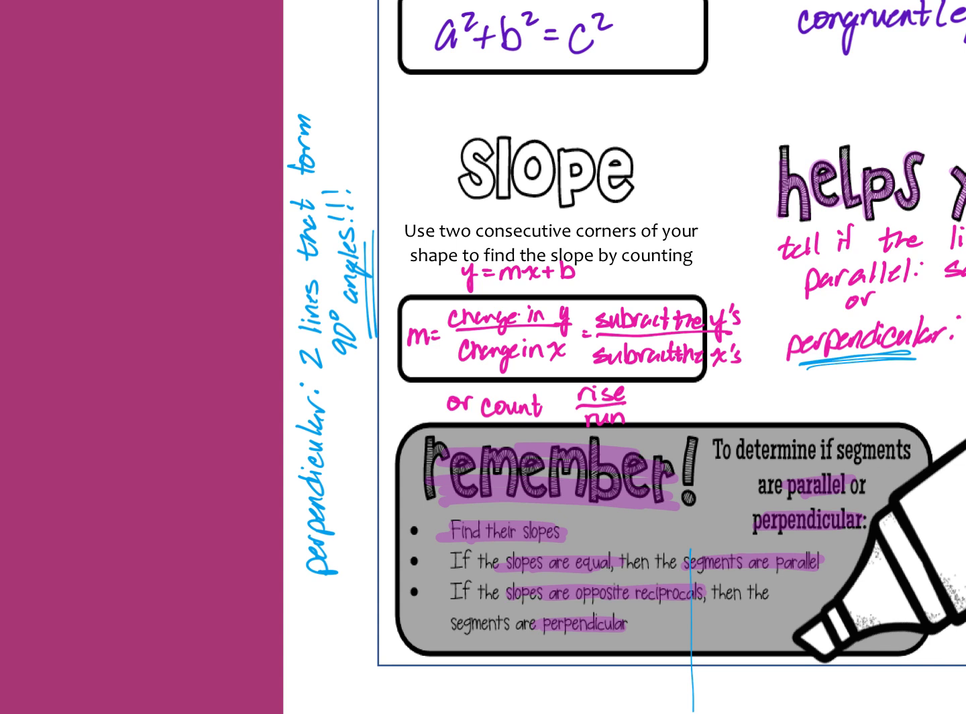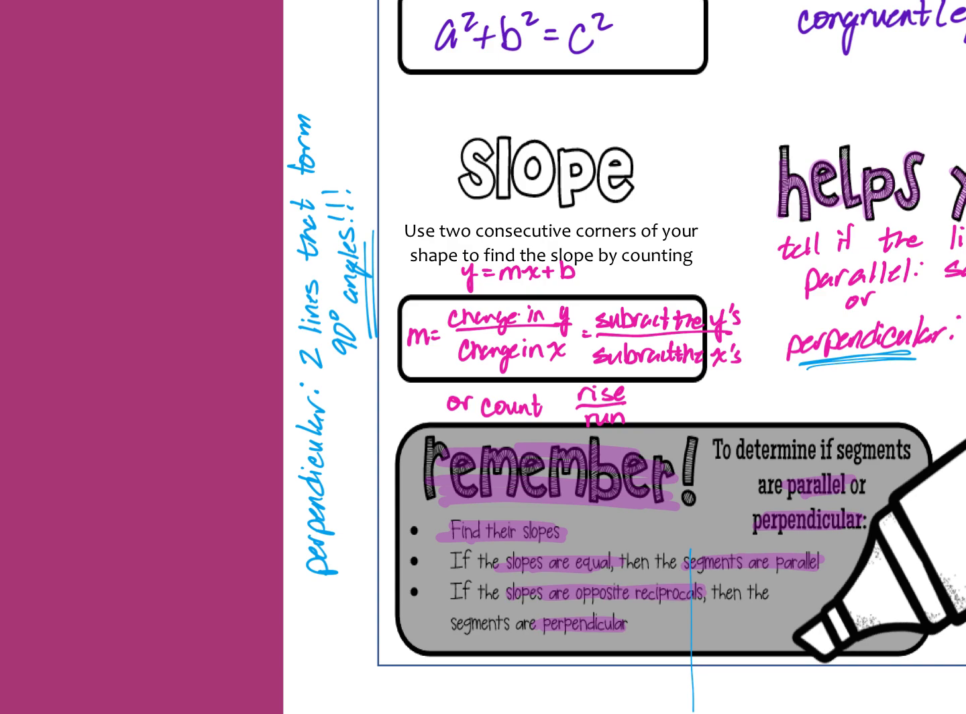Okay, does that make sense? So if I want to show that they form a right angle, I need to show that their slopes are negative reciprocals of each other, right? That's how I prove it mathematically. Does that make sense now? Because I know if they're perpendicular that they form a 90-degree angle. That's the definition of perpendicular.